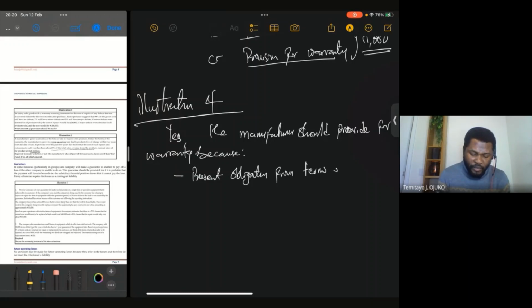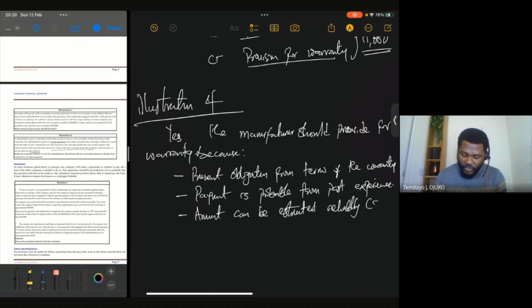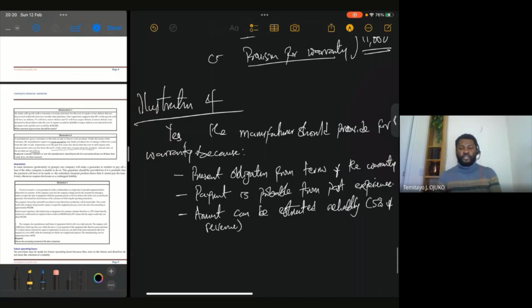From terms of the warranty. 2, payment is probable from past experience. Then 3, amount can be estimated reliably. We're told that 5% of what? Of revenue. So those 3 things are in the note.